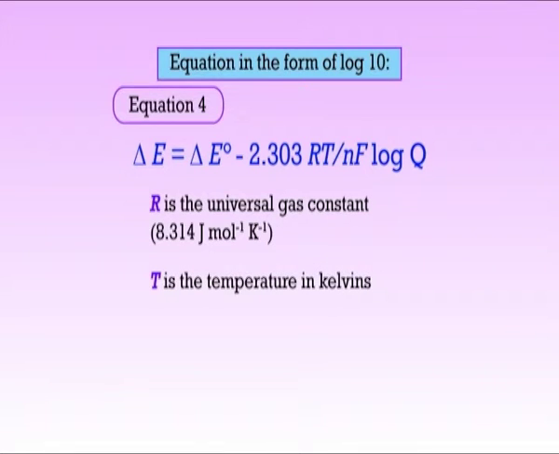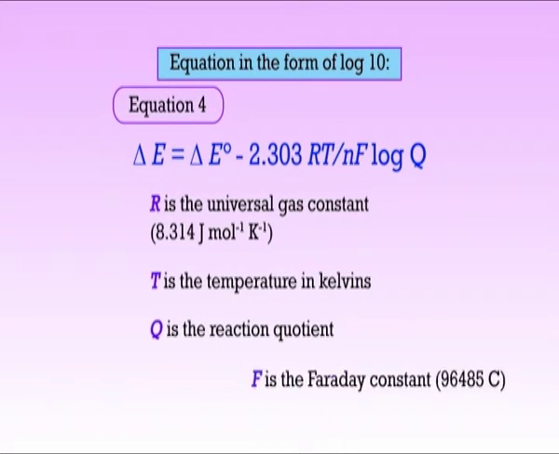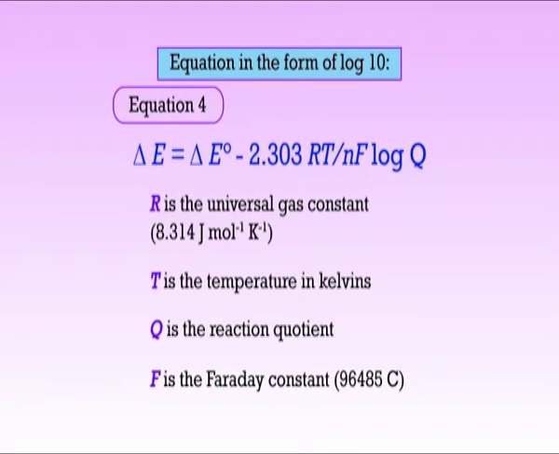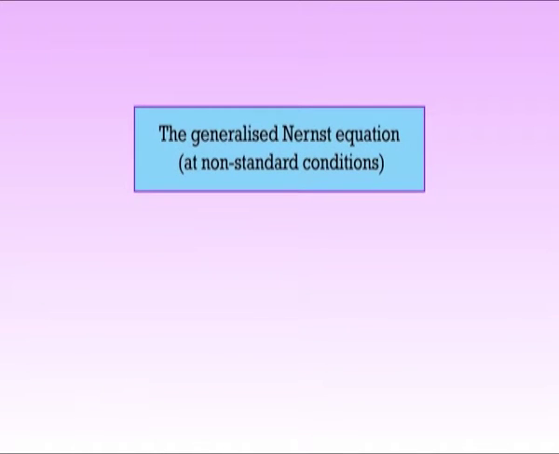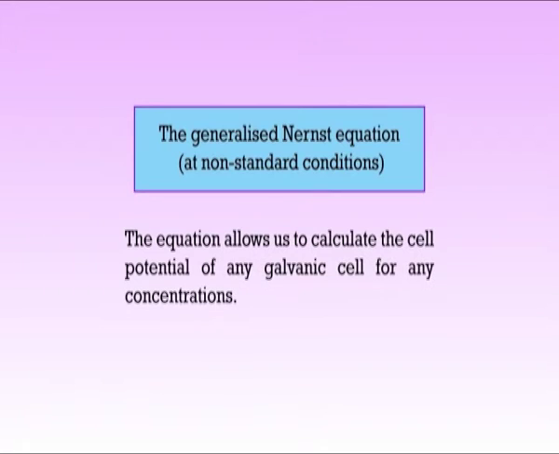T is the temperature in kelvins, Q is the reaction quotient, and F is the Faraday constant, which is 96,485 coulombs. This is known as the generalized Nernst equation, which is at non-standard conditions. This equation allows us to calculate the cell potential of any galvanic cell for any concentration.